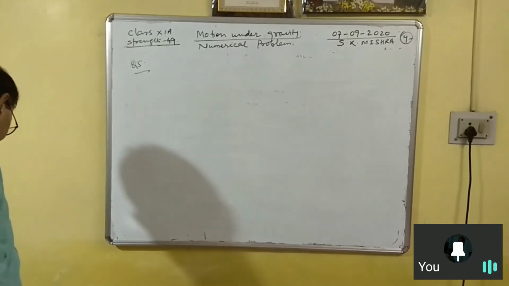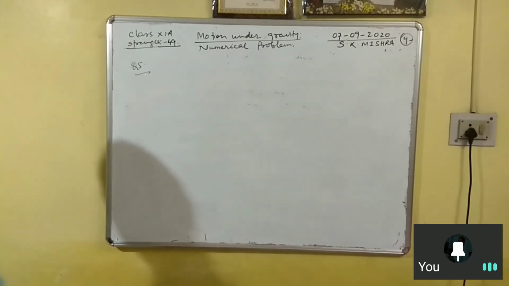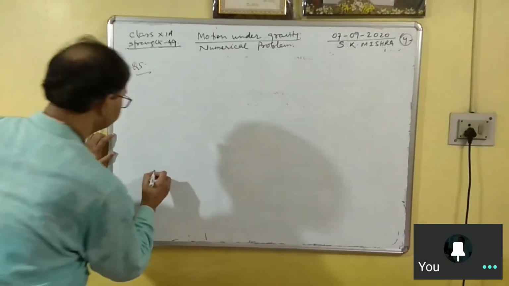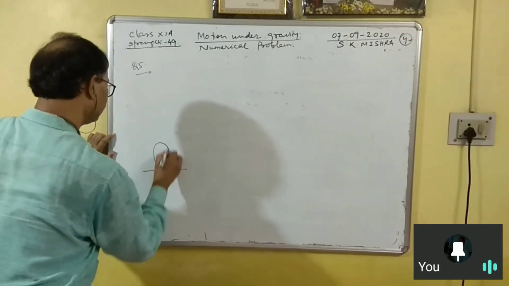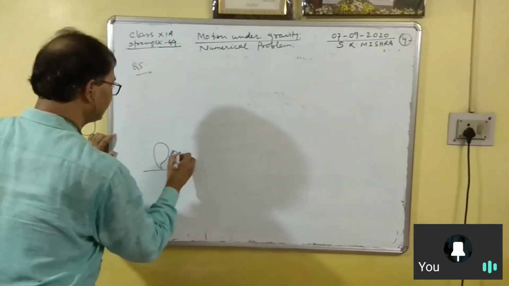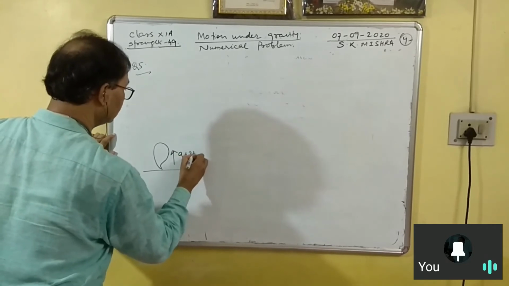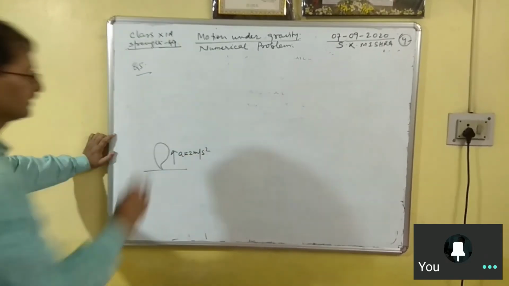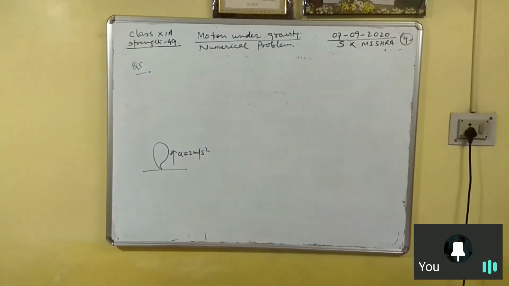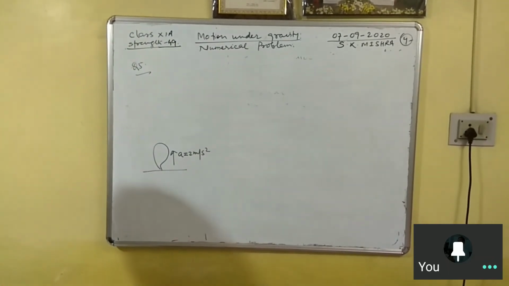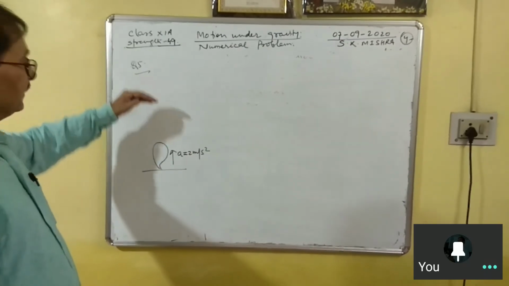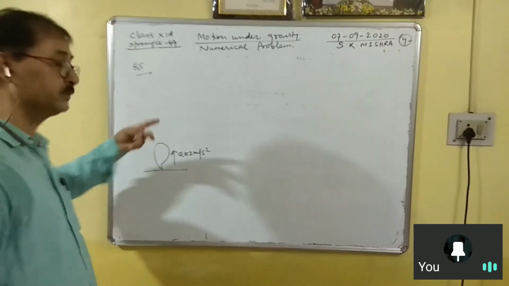The question is: a balloon starts from the ground with an acceleration of 2 meter per second square. So here is your balloon. It starts with acceleration a equal to 2 meter per second square. Obviously it will start from rest. After 5 seconds, a stone is released from the balloon.